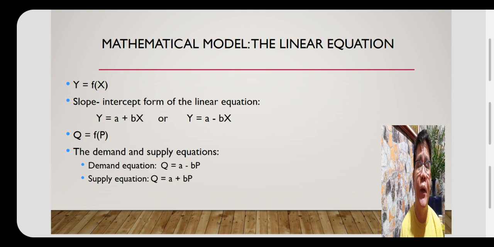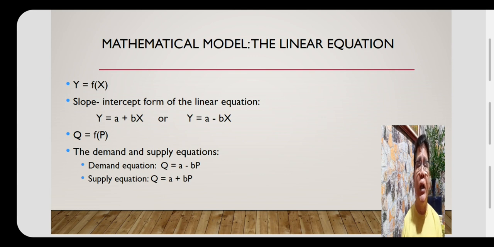A stands as the value of y when x is 0. So it is the y-intercept, if you are familiar with a linear curve or a line that is downward or upward sloping. Okay, so A stands as the value of y when x is equal to 0.